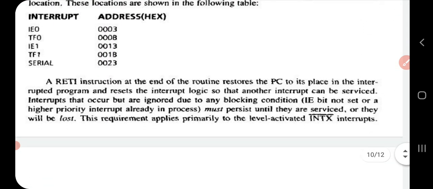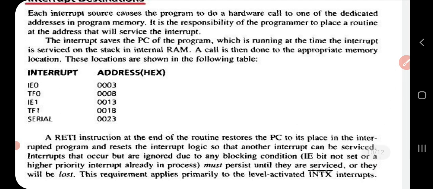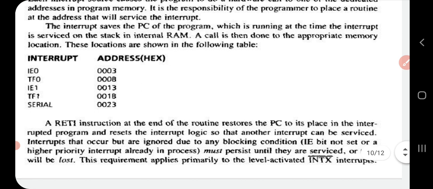Now interrupt destination. Each interrupt source will cause the program to do a hardware call to one of the dedicated addresses in the program memory. So it is the responsibility of the programmer to place a routine at the address that will service the interrupt. The interrupt will save the PC of the program that is running at the time the interrupt is serviced. Then a call will be made to the appropriate memory location. No need of studying this location.